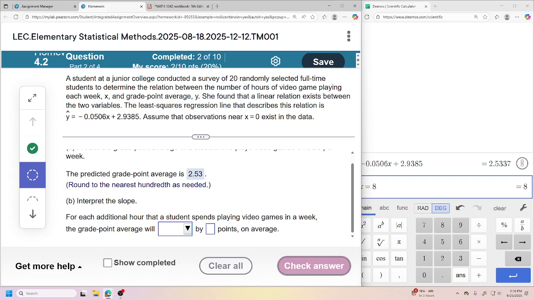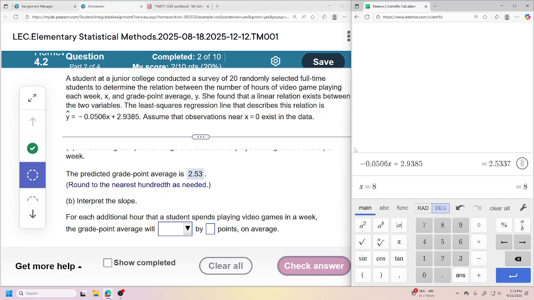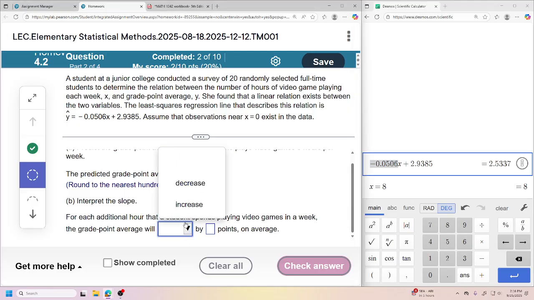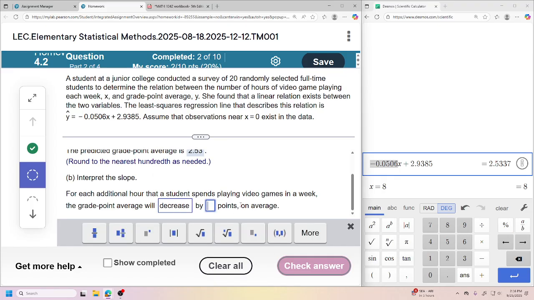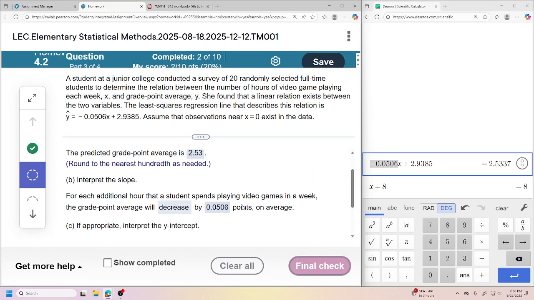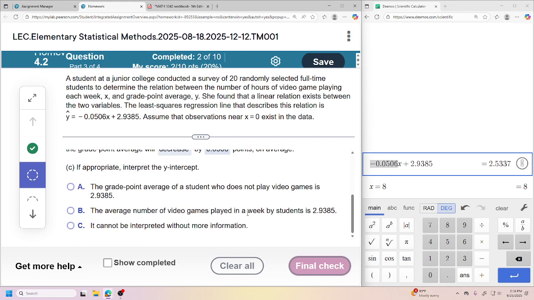So it says for each additional hour, then it will be what? And so notice that this slope here is negative. You see the slope is negative? So I'm going to say it's going to decrease. And then you have to put the number 0.506. The decrease is the minus sign, basically. And it says interpret the y-intercept.